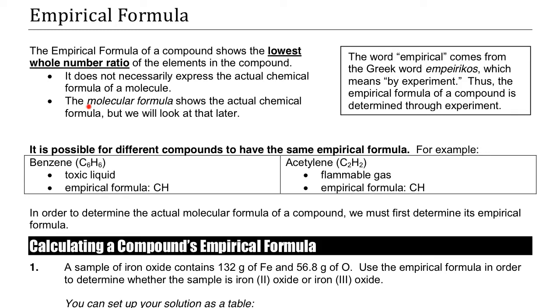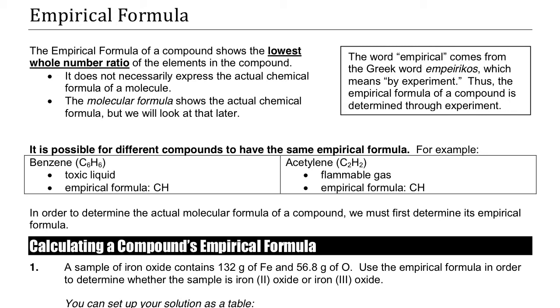And this is different than the molecular formula, which I will go through in the next lesson. So for example, let's look at two different compounds. Here we have benzene and here we have acetylene. Now I'm showing you their molecular formulas so you can see that they are different compounds. I've also given you some properties. So benzene is a toxic liquid, acetylene is a flammable gas. So they have different properties as well.